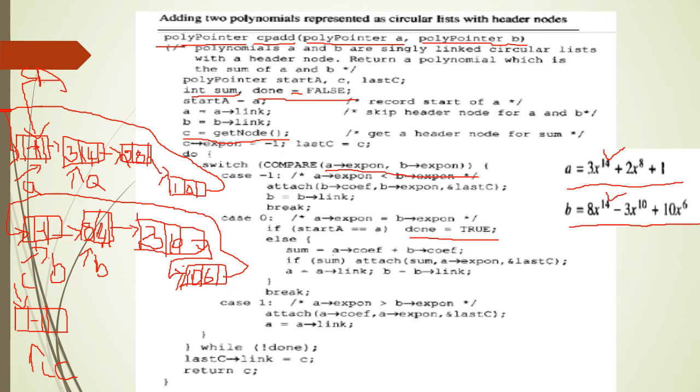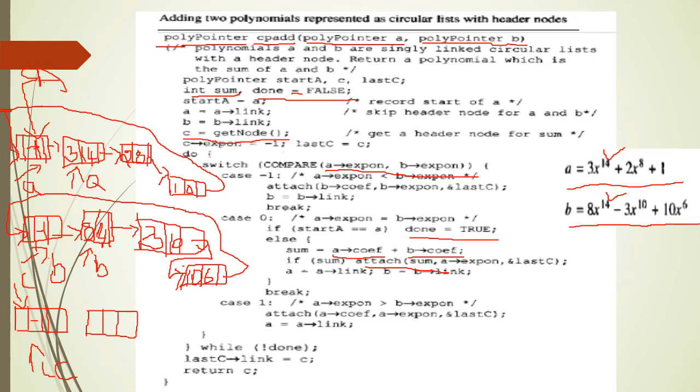Then it will add the coefficient of A, that is 3, and the coefficient of B, that is 8. 8 plus 3 becomes 11. So, the sum becomes 11. Now, if of 11 is evaluated as true. So, therefore, we will call the attach function. The attach function will attach the term to the resultant polynomial. The attach function is going to create one new node.